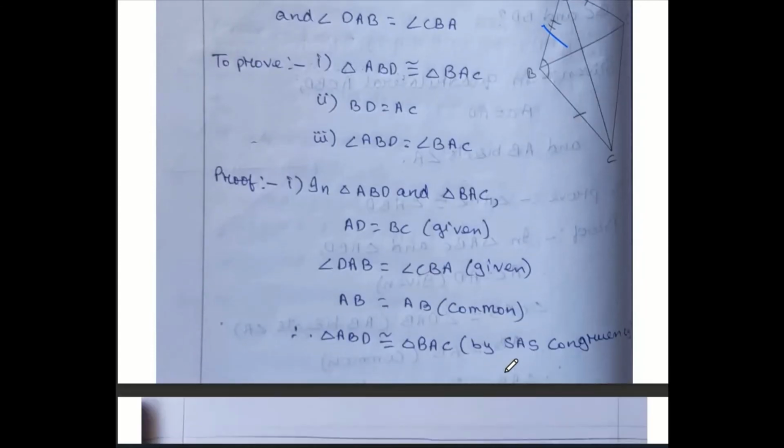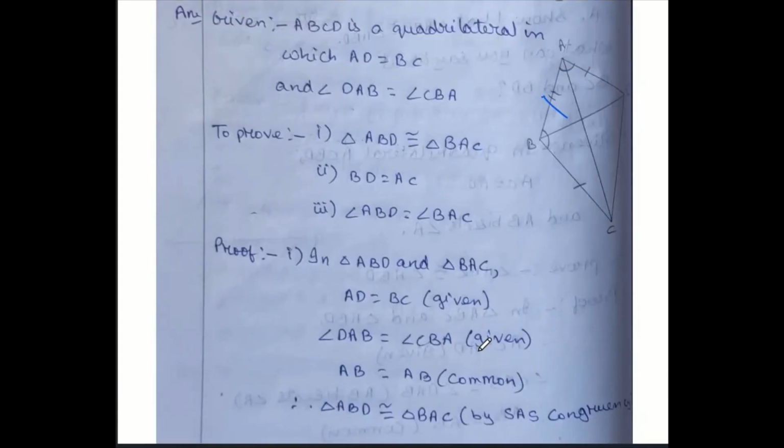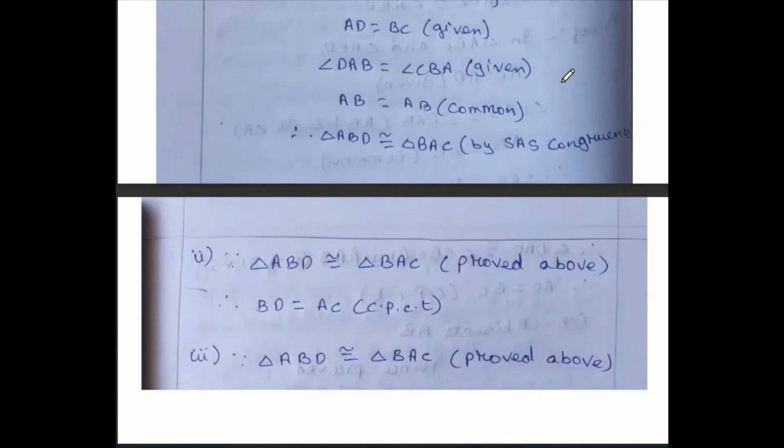If triangles are congruent, as you know, by CPCT the remaining parts are also equal. So since triangle ABD, this is your D point, and triangle BAC both are congruent, then we can say BD and AC both are equal by CPCT. Again, angle ABD, this angle, and angle BAC, this angle, are also equal, coming under CPCT.